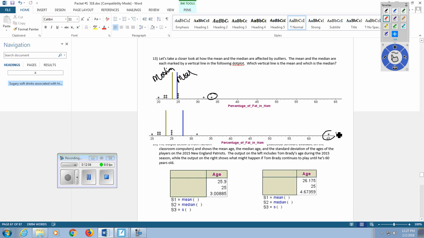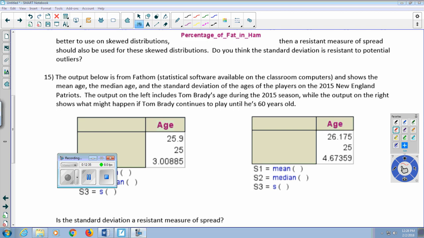But if someone were to have an outlier of 65% fat in ham, you can see how the mean got pulled in the direction of this outlier. So we can say the mean follows the tail, or the mean is pulled in the direction of an outlier, whereas the median is resistant. So it's better to use median as a measure of center in skewed distributions.